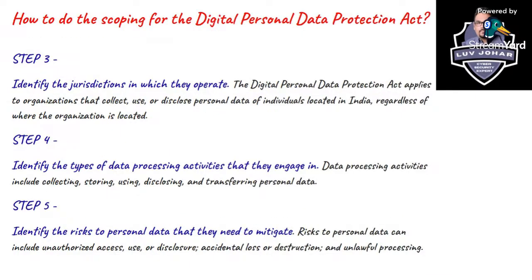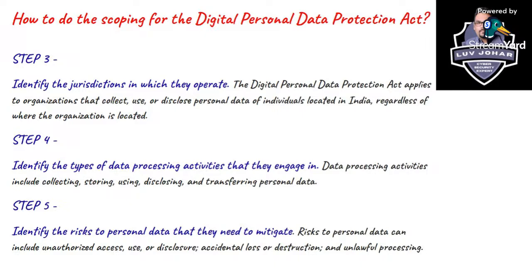What is step three? Step three is to identify the jurisdictions in which your organization operates, because the Digital Personal Data Protection Act applies to organizations that collect, use, or disclose personal data of individuals located in India, regardless of where the organization is located. For example, if the organization is located in the US or UK or Australia or anywhere in the world, but it is using, collecting, or disclosing personal data of individuals located in India, it will come under this compliance. So you have to understand this.